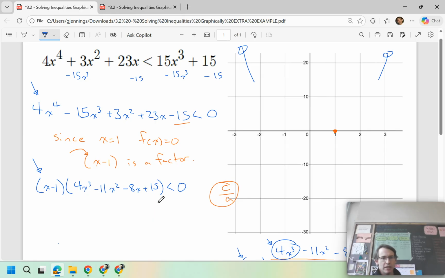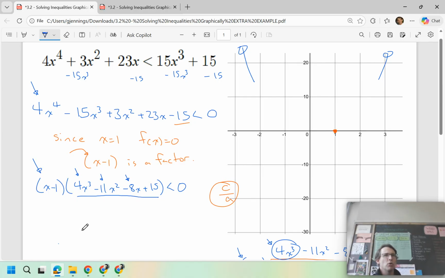So now that I know this, I still have more factoring to do. What factors should we test now in here? Negative 1? You want to try negative 1? Sure. So 4 times negative 1 cubed gives me negative 4 minus 11 plus 8, because we're minus 8 times plus 4. Seems like we're a little heavy on the negative side.